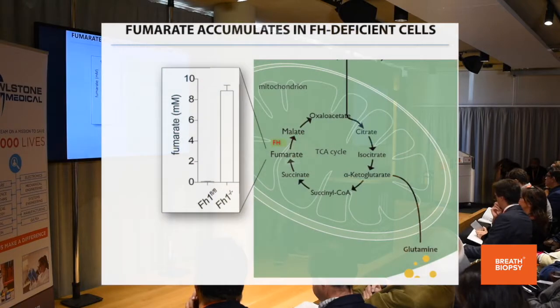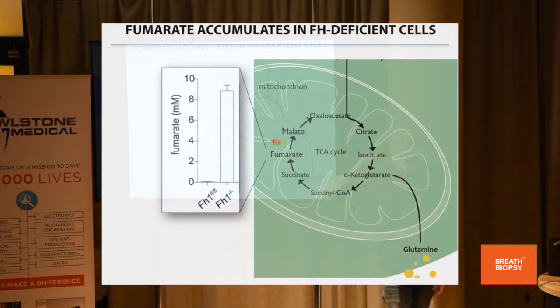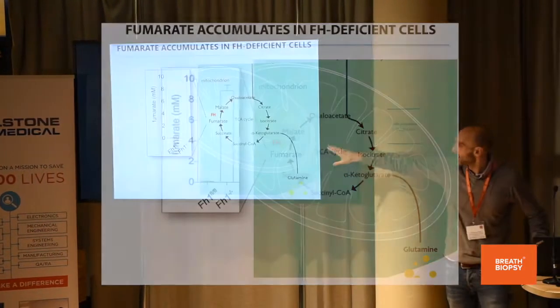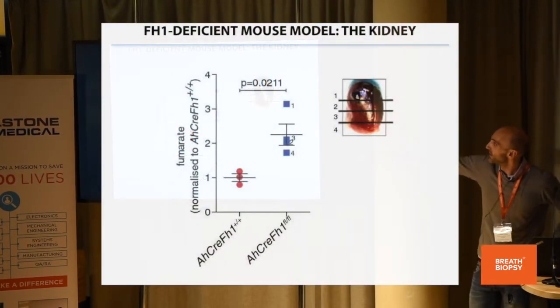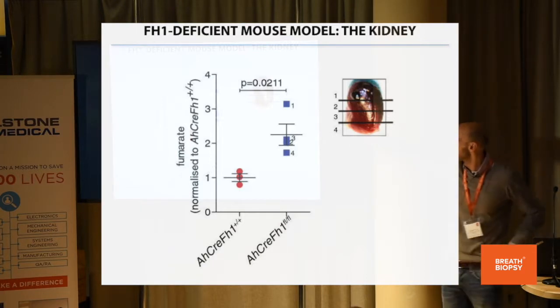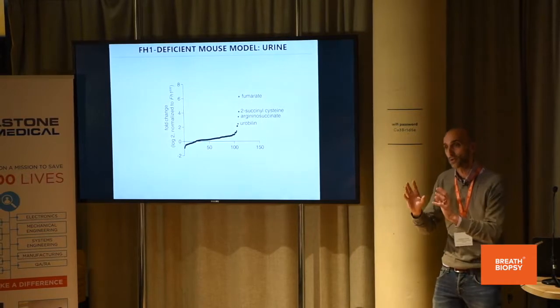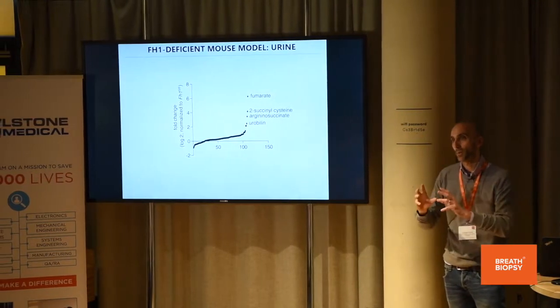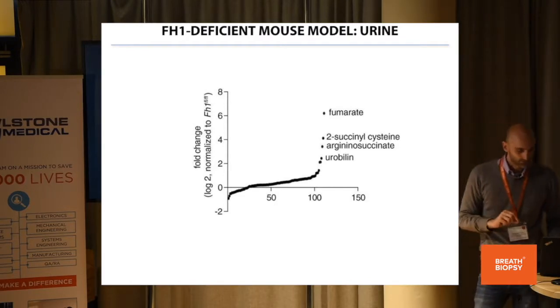But one of the biochemical features of fumarate hydratase loss is the accumulation of fumarate, which goes to high levels in cell lines that we generated, but we could also find high levels of fumarate in the tissue of fumarate hydratase knockout animals in the kidneys. This is just a representation of a kidney. And more importantly, we can find it also in the urine. So fumarate is a very important biomarker of fumarate hydratase loss and very specific.